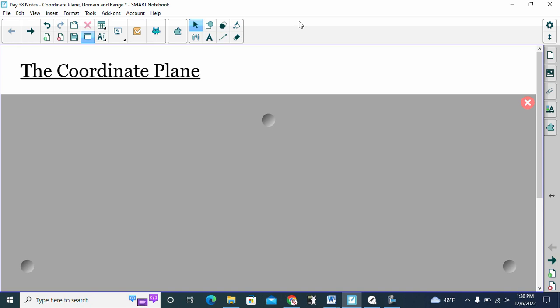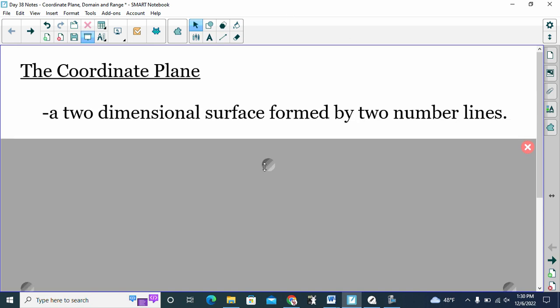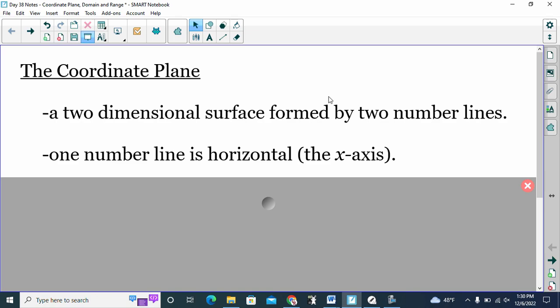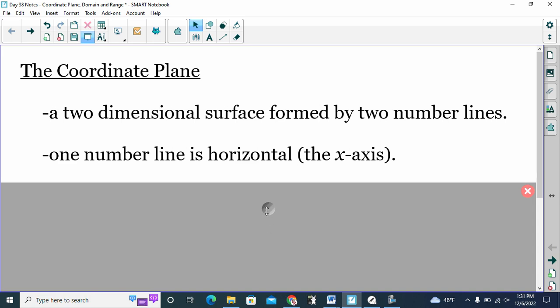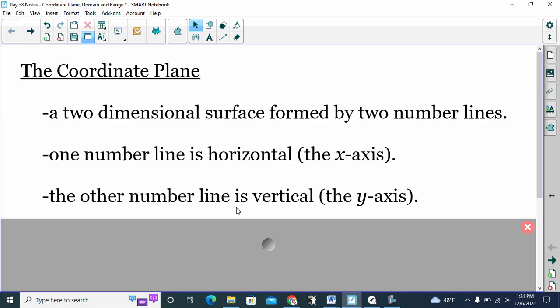So let's start with the definition of coordinate plane. The coordinate plane is a two-dimensional surface formed by two number lines. So we've been graphing on the number line, and we've done that a decent amount. Now we have two number lines. Those number lines are going to be formed, one horizontal. Horizontal means side to side. One of the number lines will be horizontal. That is called the x-axis. And the other number line is vertical, called the y-axis.